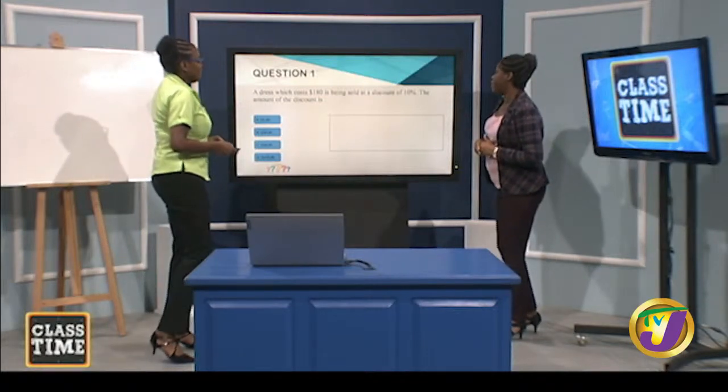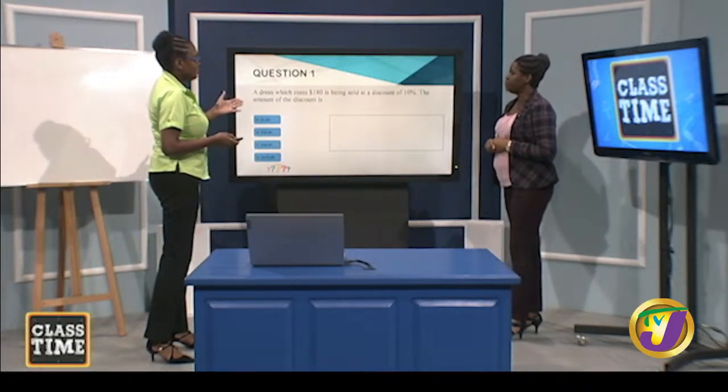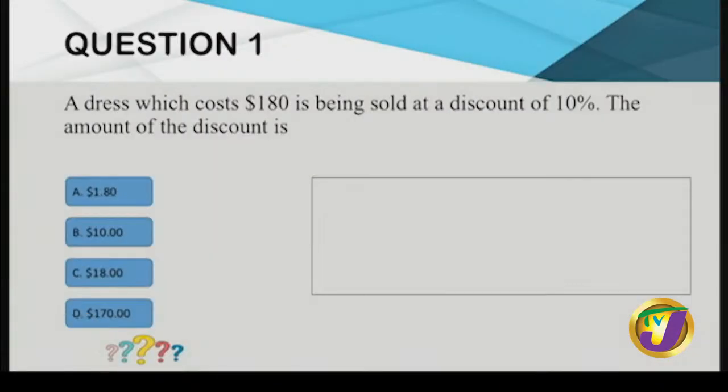So we're looking at the figures 180 and 10. Can we eliminate any of these answers? Based on percentage, 10% would be 1/10 of 180. So we know that $170 is out. We would have to eliminate that one, because it's just 10% of it.